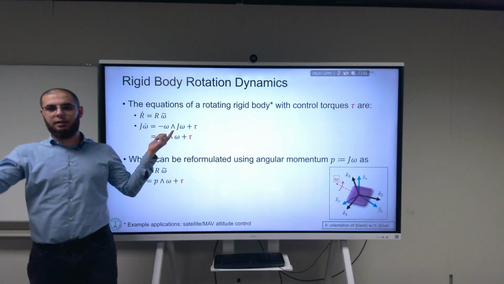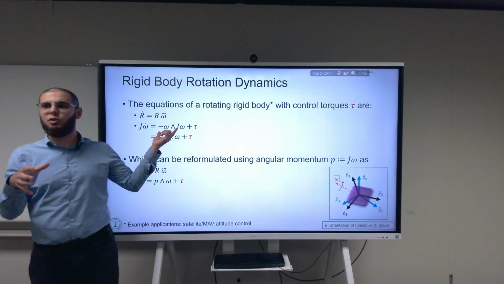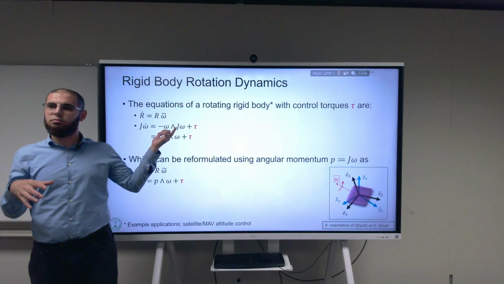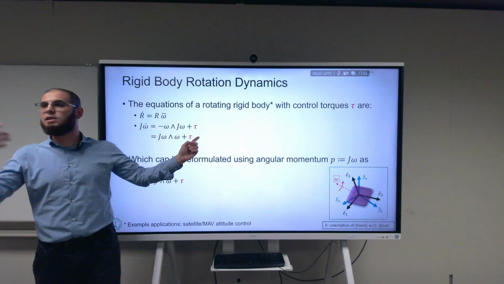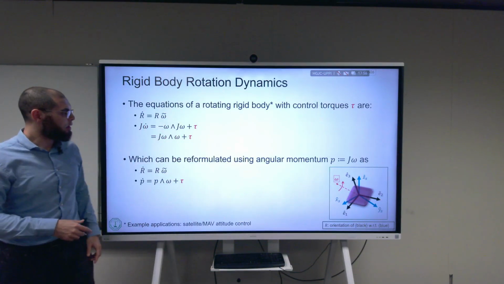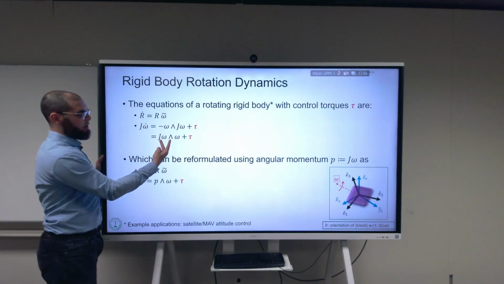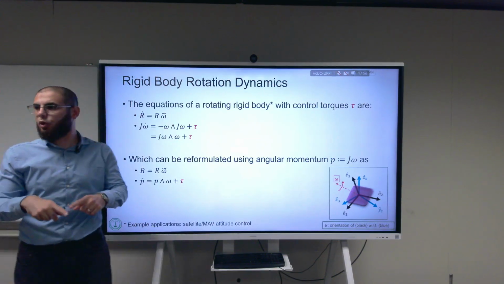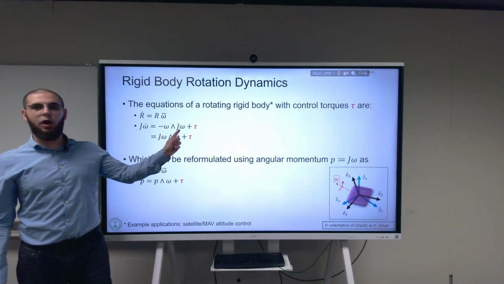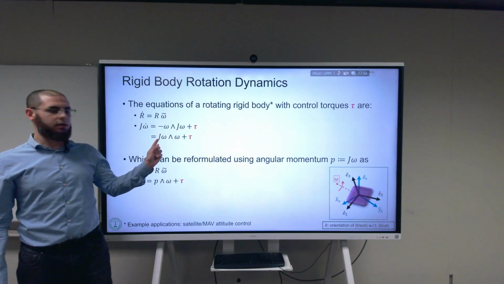Coriolis it was in the translation. In the rotation part, it was called gyroscopic torques. So these were the gyroscopic torques, and I have here the tau. Tau is the control input I apply. Okay. Instead of writing it like this, I can write it like this, right? So the wedge here is the cross product. So the cross product of x and y is minus the cross product of y and x.